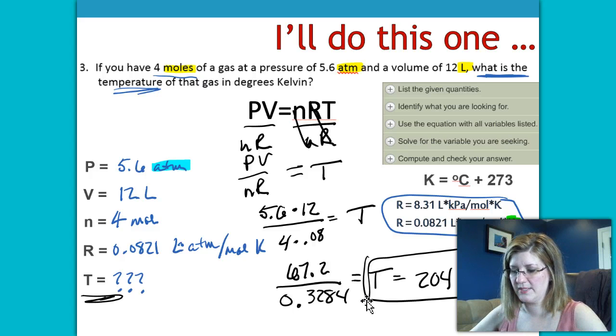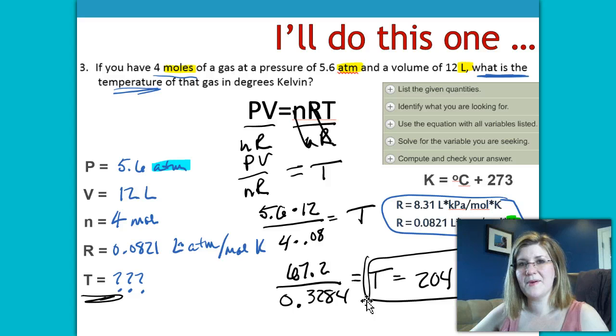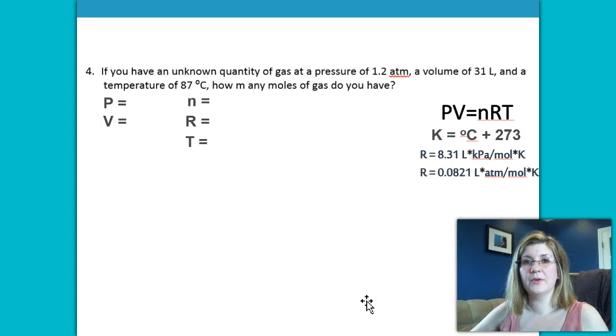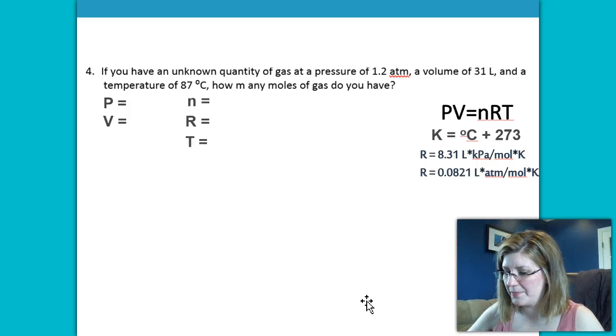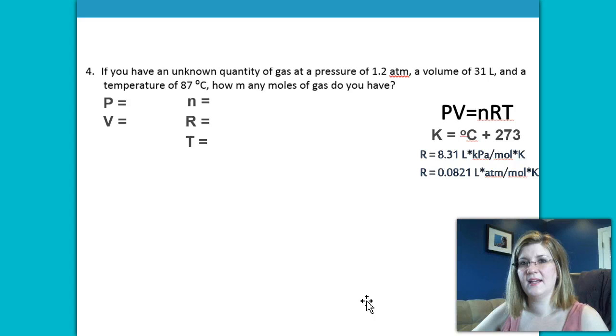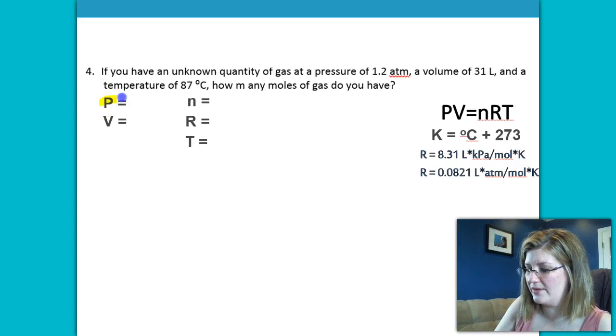Now we're going to go through 2 examples where I will probably pause and ask you some questions along the way. Okay, we're going to move on to number 4. In this problem, it says you have an unknown quantity of gas at a pressure of 1.2 atm, a volume of 31 liters, and a temperature of 87 C. How many moles of gas do you have? So I'm going to ask you to answer the question, what is our P value?